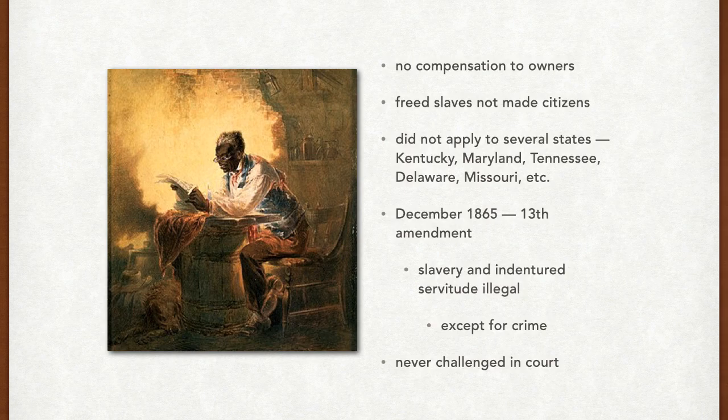Oh, in addition, the counties of Virginia that were about to turn into West Virginia, it did not apply there either. So emancipation, of course, would come fully after the passage of the 13th Amendment, which, again, we just talked about, except for a crime, which has been really bad for our prisons.